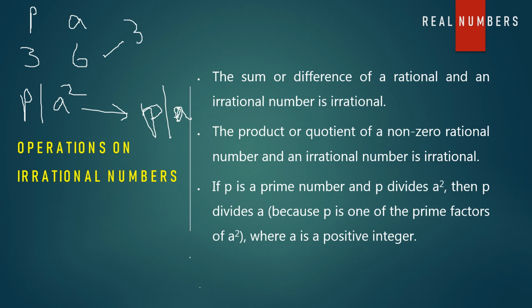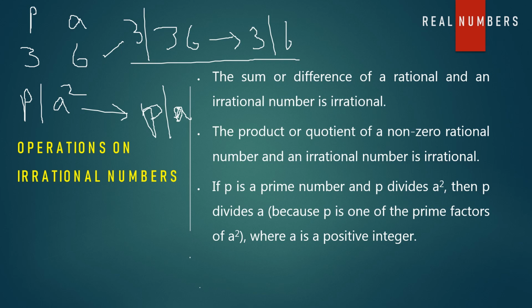3 divides 6 square is right only. 3 divides 36 because 3 12s are 36, which implies 3 divides A, 3 divides 6. The statement is right only. 3 divides 36 is right and 3 divides 6 also.